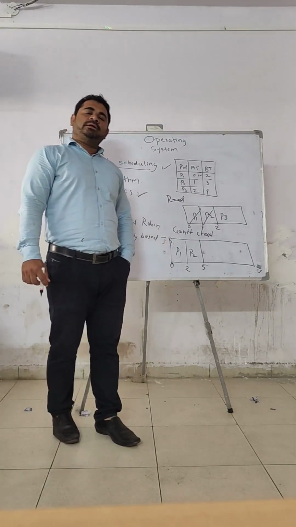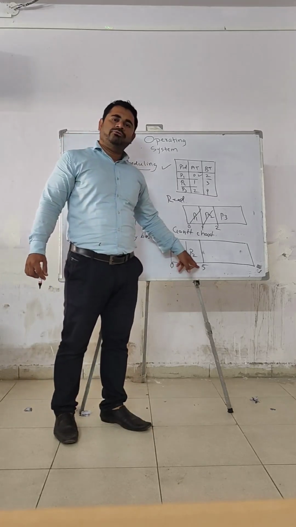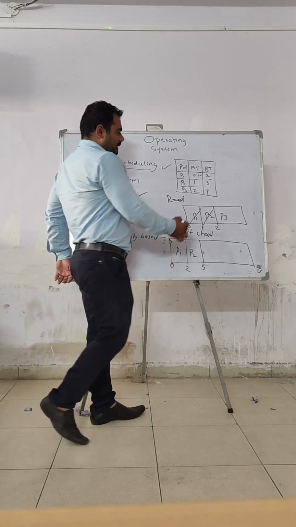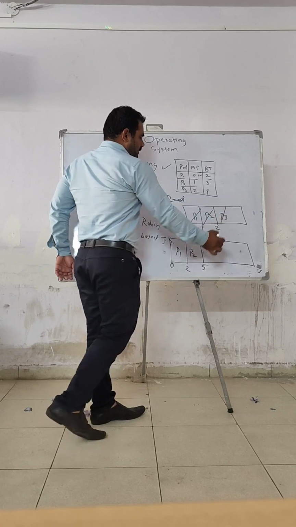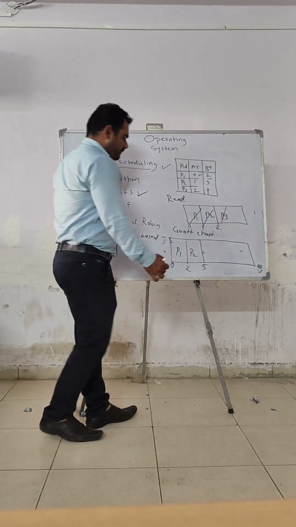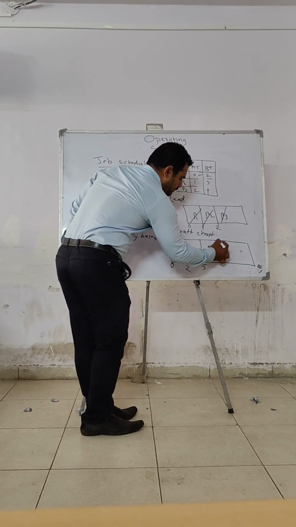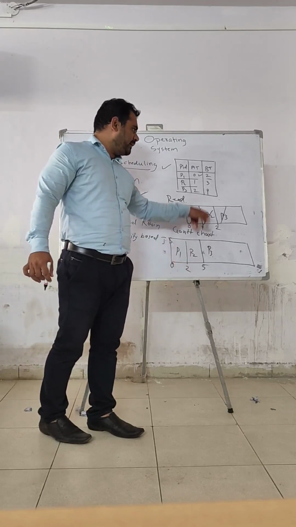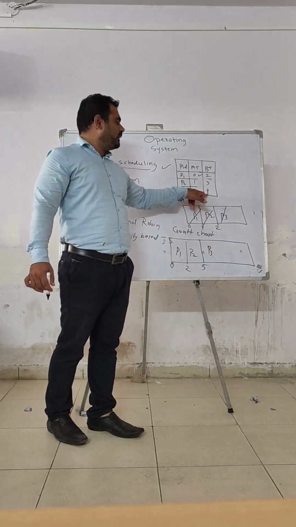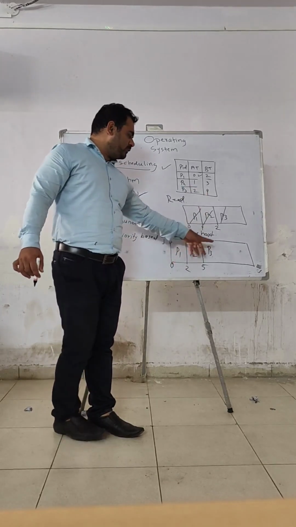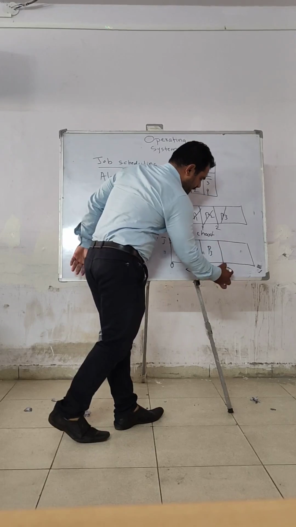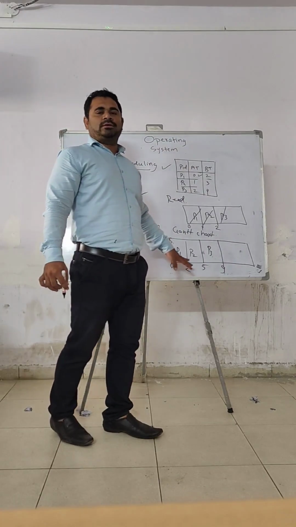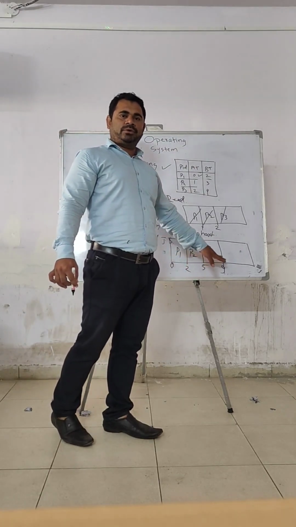P2 gets completed at 5 milliseconds. After that, process P3 started its execution from 5 milliseconds and it had a burst time of 4 milliseconds. So it gets completed at 5 plus 4, which means 9 milliseconds. At 9 milliseconds our process will have been executed.